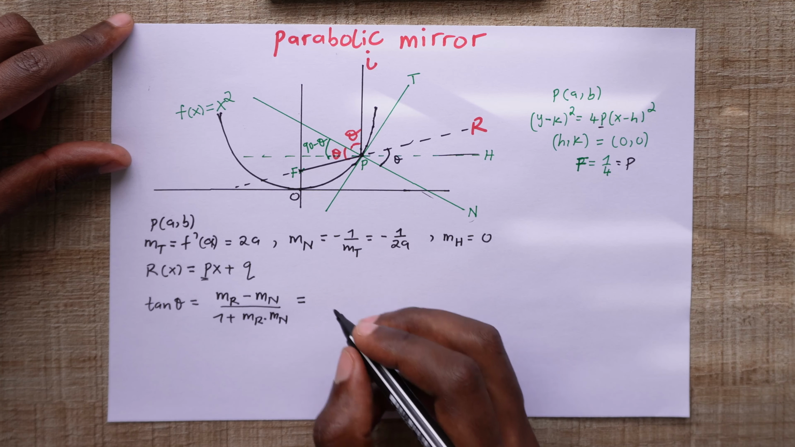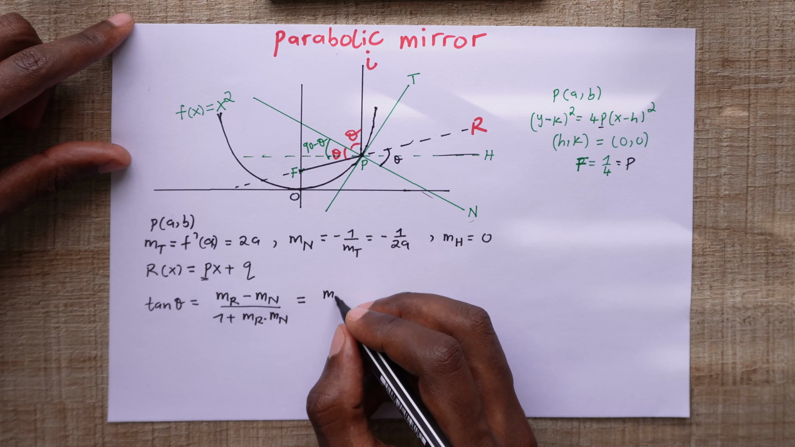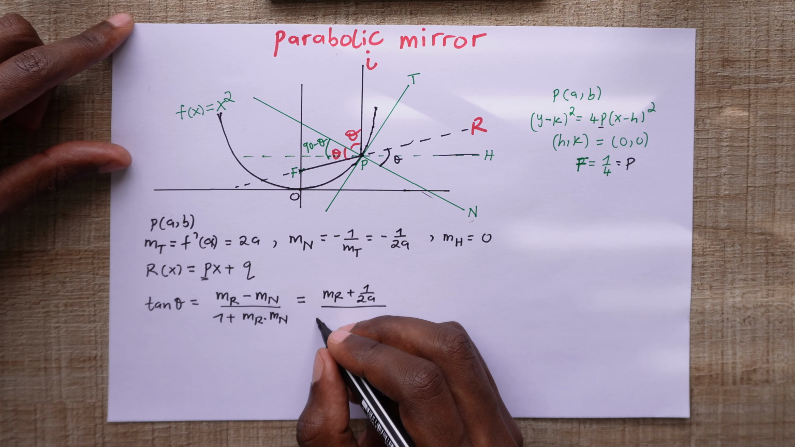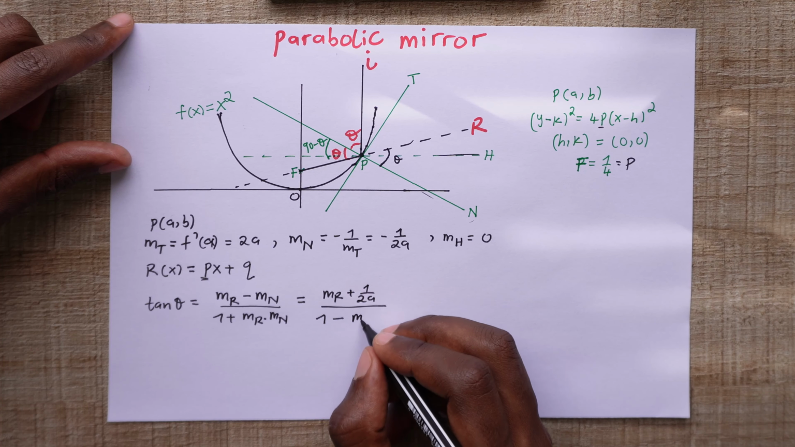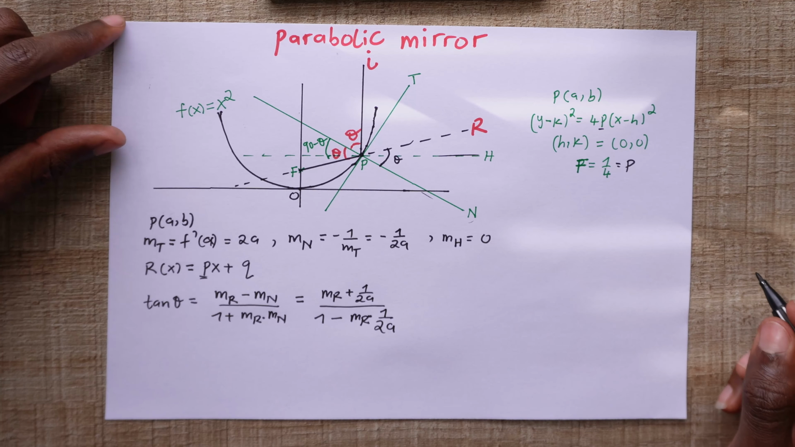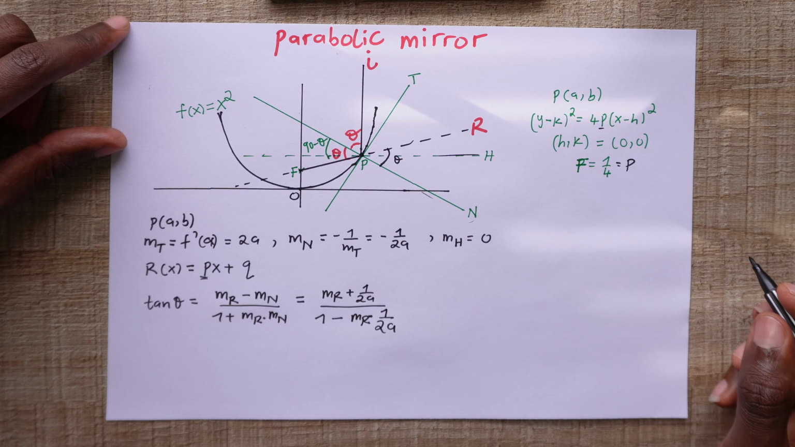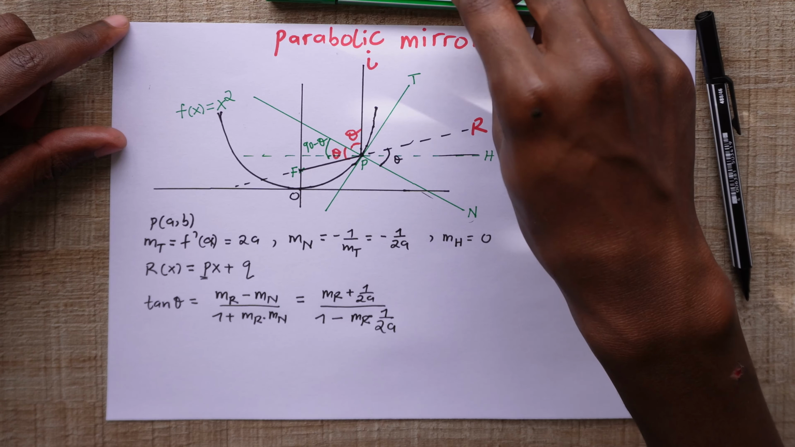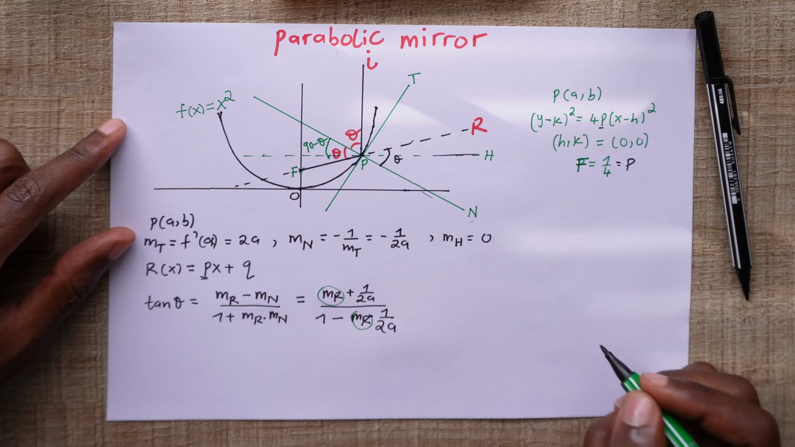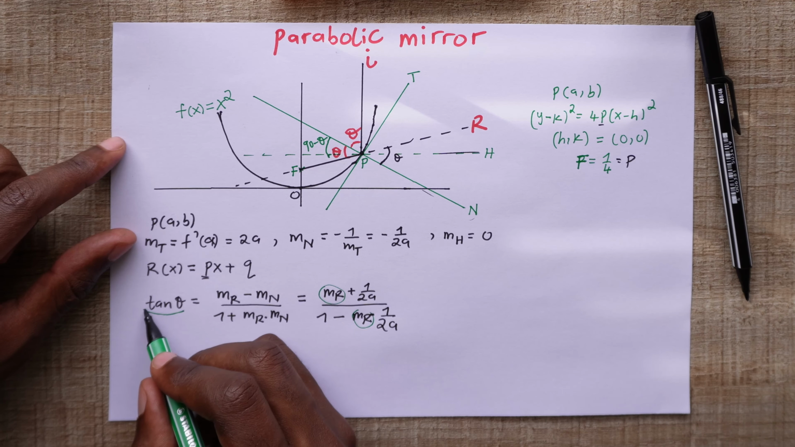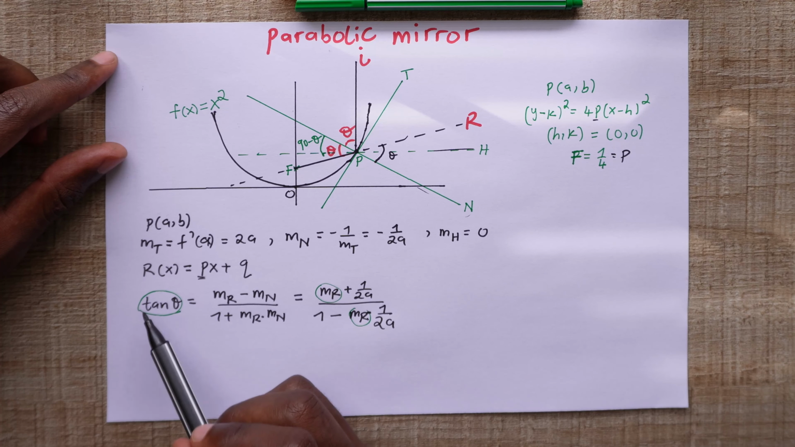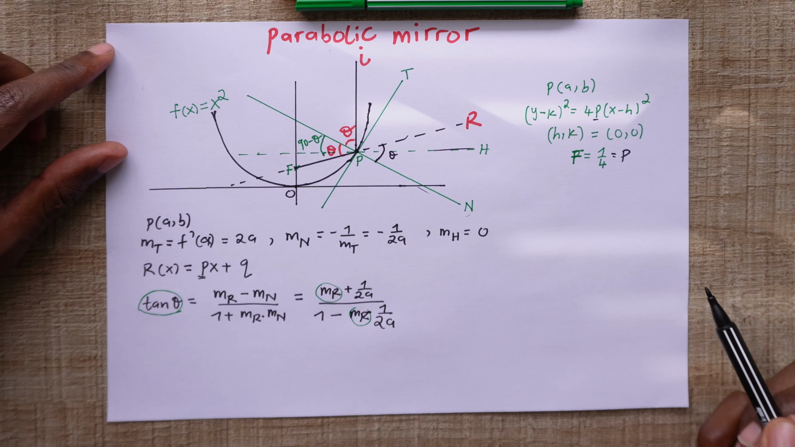So this gives us (m of r plus 1 over 2a) divided by (1 minus m of r times 1 over 2a). The unknowns in this equation are m of r and tan of theta. So we'll try to look for tan of theta, and having tan theta, we'll be able to get m of r.